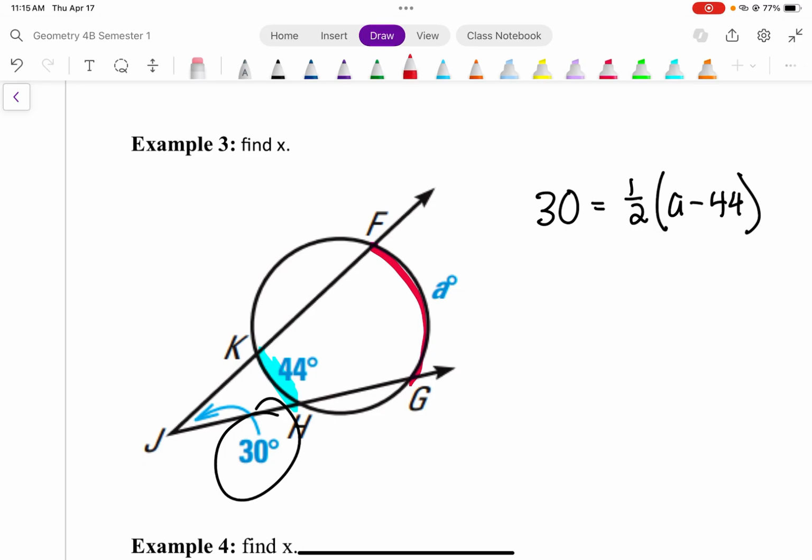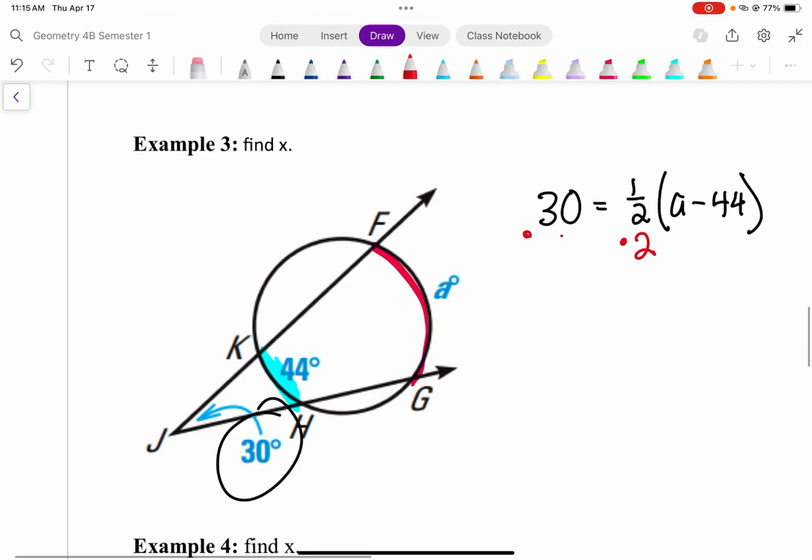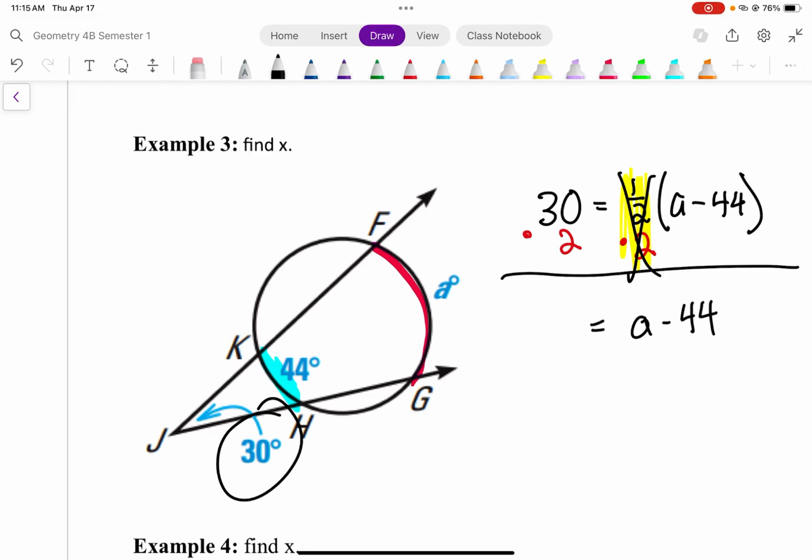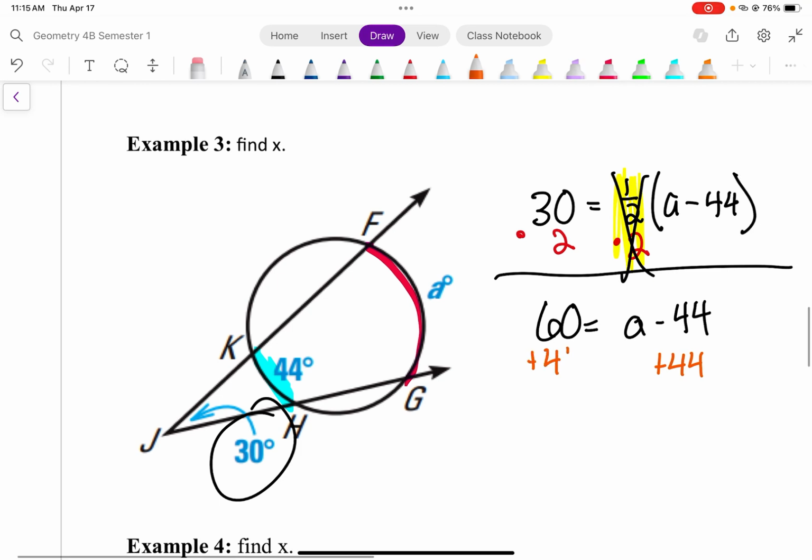So a lot of people said that this is how they would solve this equation, where they would multiply both sides by 2. Remember, when that happens, this 1/2 and the 2, those simplify and cancel each other out. So we don't have to do anything else on that side of the equation. We're just left with A minus 44, and then 30 times 2 is 60. Then to get A by itself, we can add the 44 on both sides, and that will give us our answer of 104 equals A.